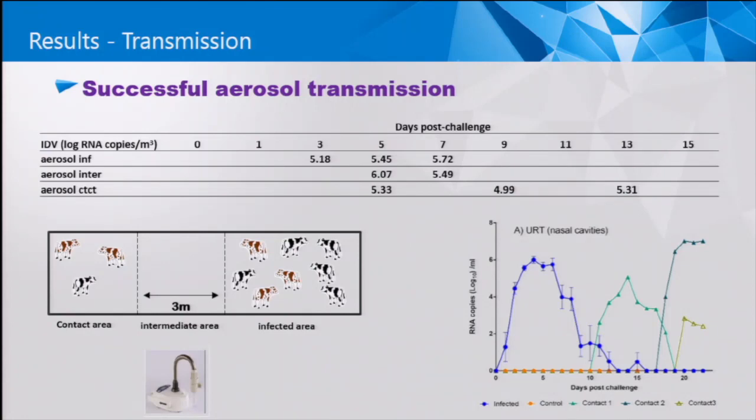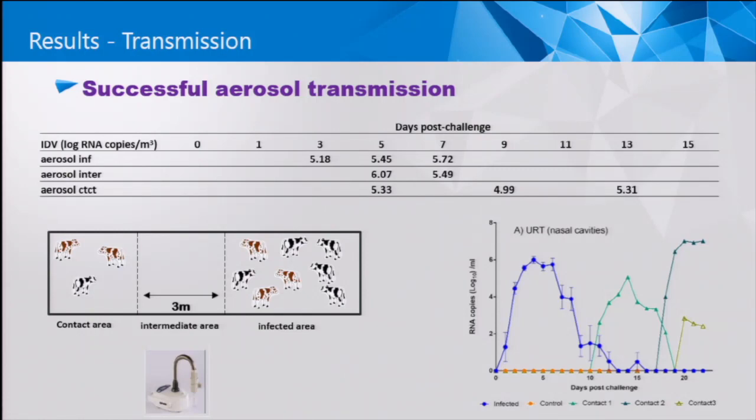aerosol transmission of IDV. As I mentioned earlier, we gathered air samples, first from the contact area, then the intermediate area, and the infected area every other day during the length of the experiment. As you can see here, at day 3 we detected the IDV RNA genome in the aerosol of the infected area, by day 5 we could detect it in all 3 areas, and by day 13 post-challenge we detected the virus only in the contact area.